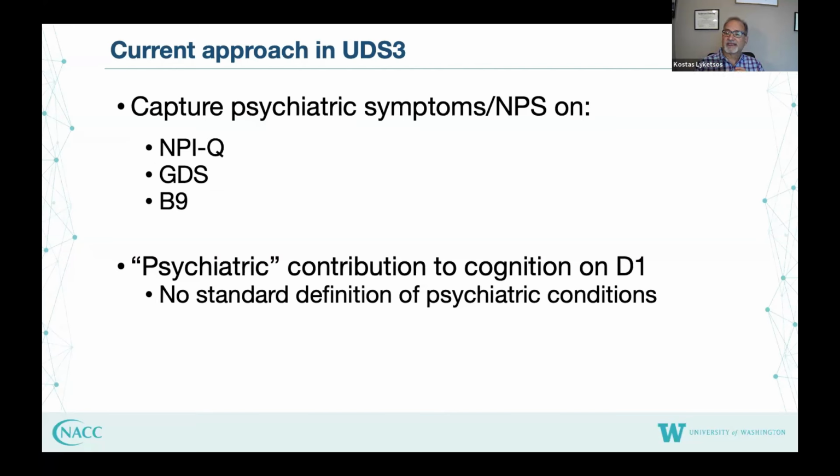GDS, depending on how the centers administer it, might be a hybrid, where there's input both from patient, participant, and family member, and B9, which is entirely clinician opinion. So currently in UDS3, these are captured, and then these come into the diagnostic discussion, and you as clinicians right now are called upon to decide if there's a so-called psychiatric contribution to cognition on D1, although there's not really a standard definition of psychiatric condition.